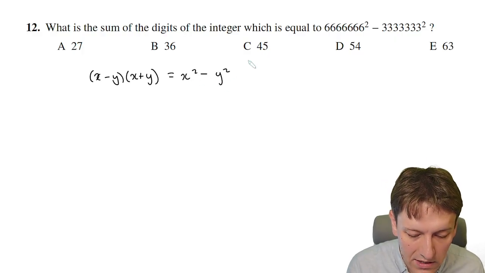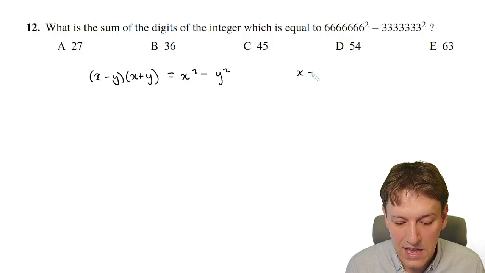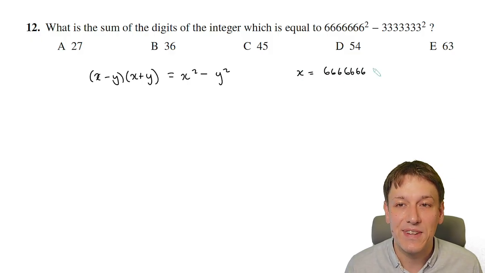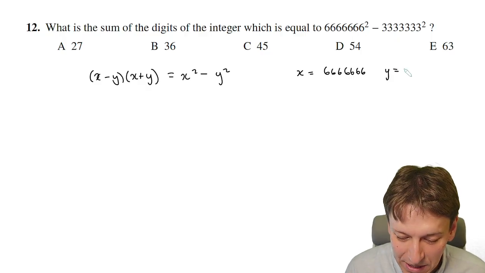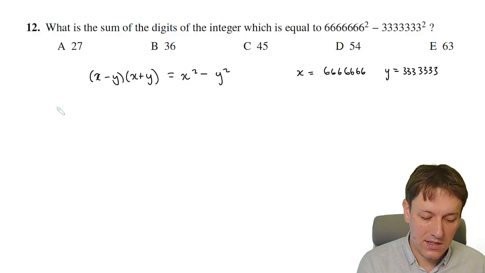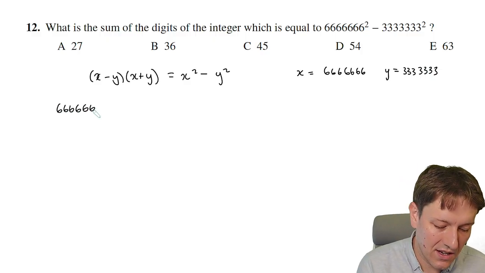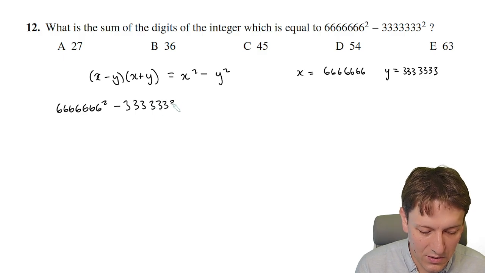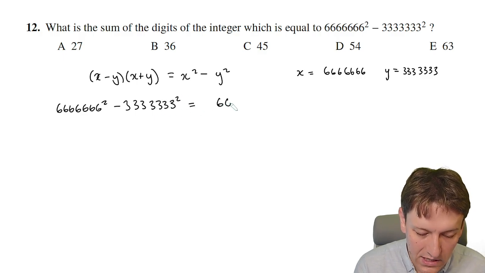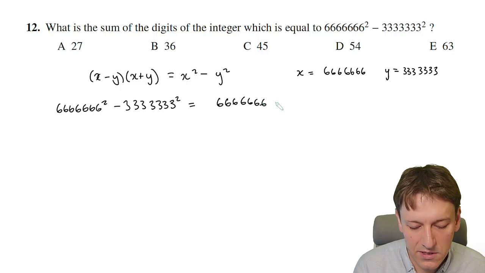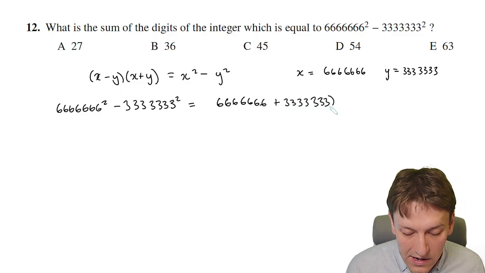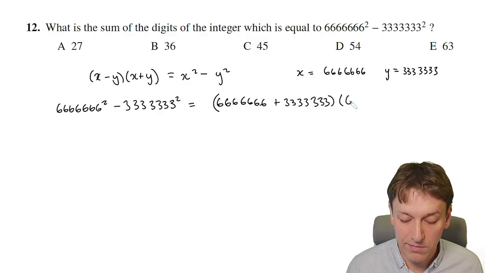So in this example, clearly I've got x is 6666666. Got to be very careful about the number of digits in these, and y I would take as 3333333. So this difference, all the 6's squared minus all the 3's squared, is going to be the sum of those numbers, added together, and then multiplied by the difference of them.